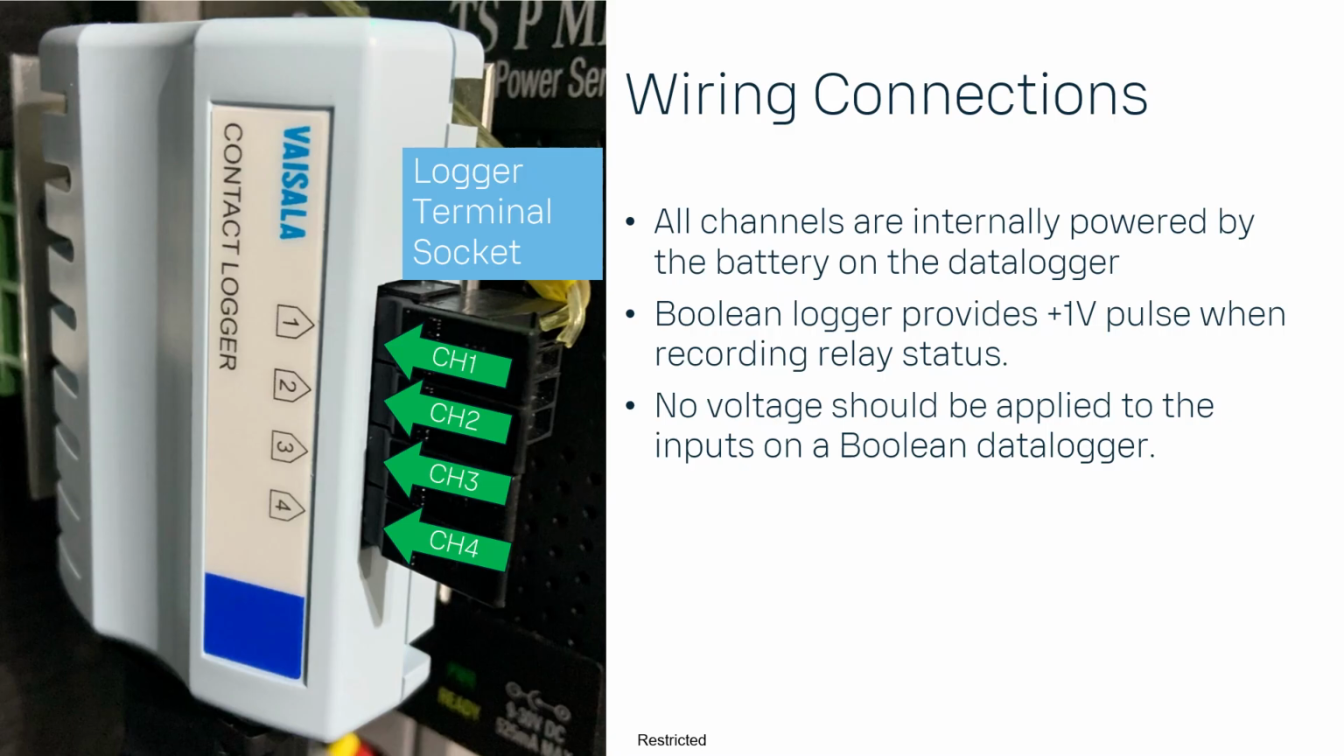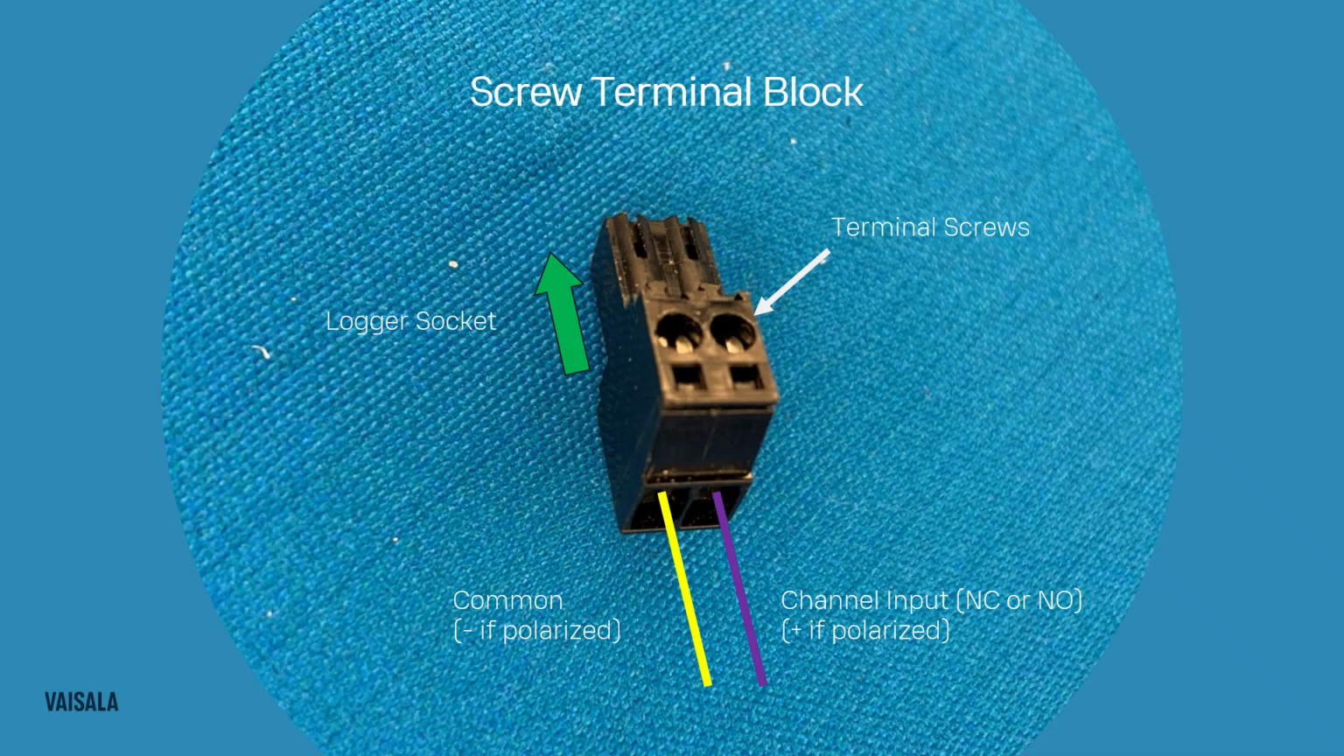And I'm going to go into a little bit more detail on the screw terminal block. This pulls out from the actual data logger body, and this is where you terminate your wires from your dry contacts. The top part plugs into the logger socket, and you'll see there are two small screws in here. You need a micro screwdriver to clamp down and tighten the connections to the wires.